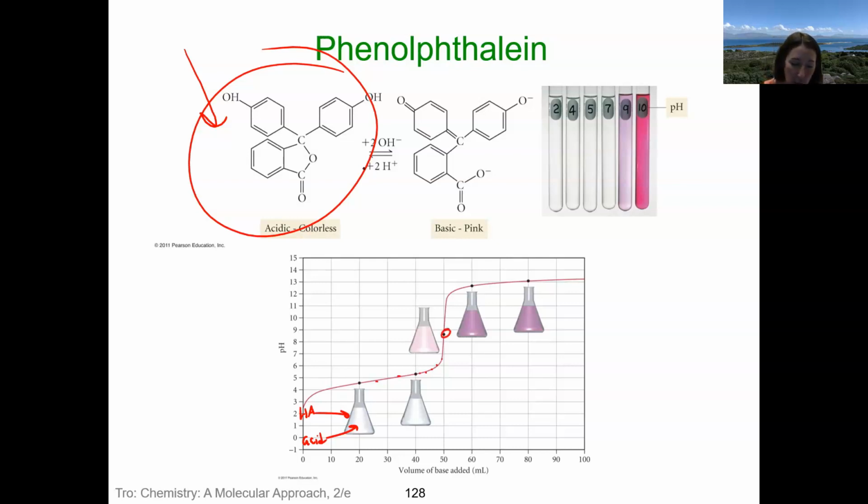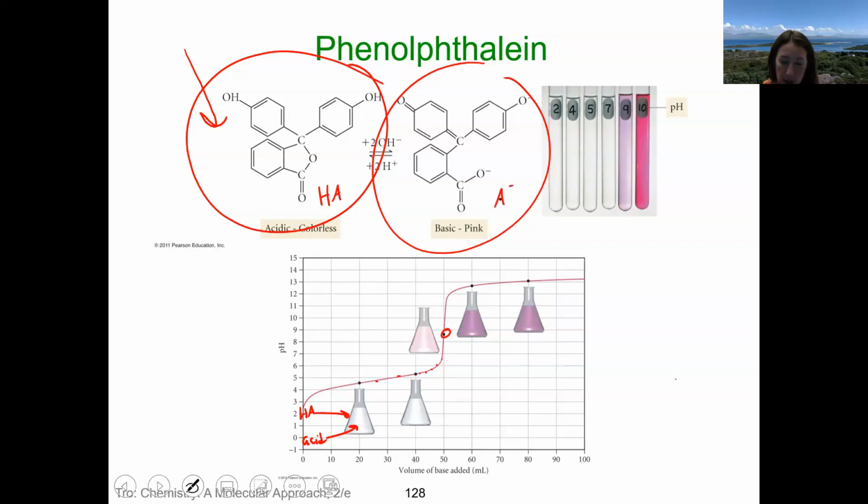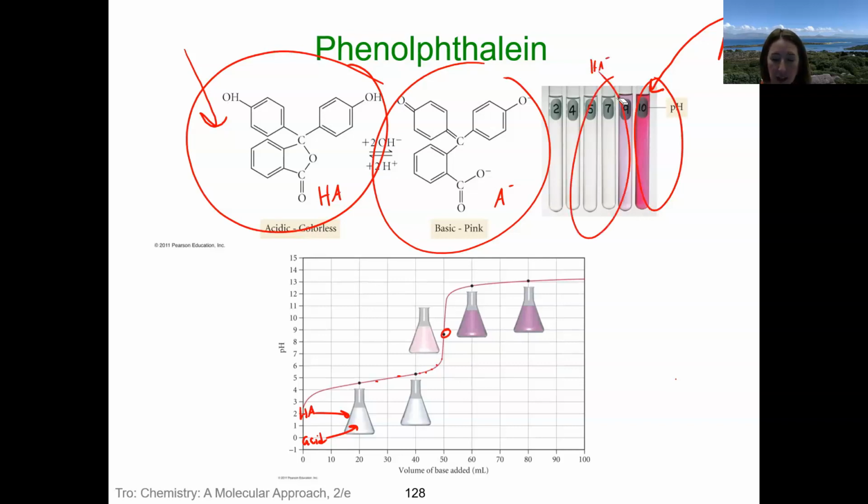At that time, we had both our HA and our A minus. So phenolphthalein as a base, conjugate base, is a super dark fuchsia color. Phenolphthalein as an acid is clear. When we have a blend of both of them, it's this light pink, right? So this is when the base is dominating. And so all an indicator really is a buffer.